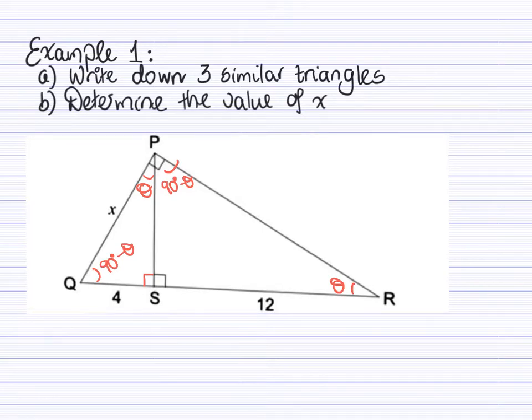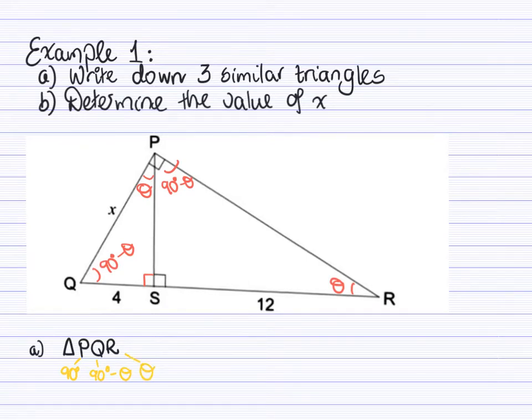Now that I've identified these angles within these triangles, I can now write down and identify my three similar triangles. So let us start off with the reference angle P, right? That's your 90 degrees. So if I look at triangle PQR, the angle at P is 90 degrees. The angle at Q is 90 degrees minus theta, and the angle at R is theta.